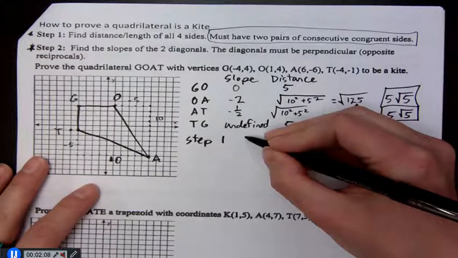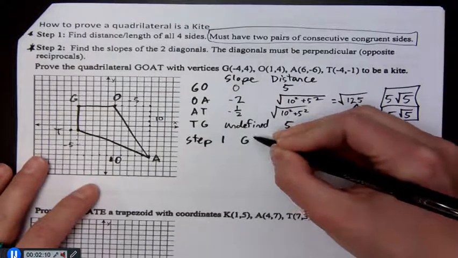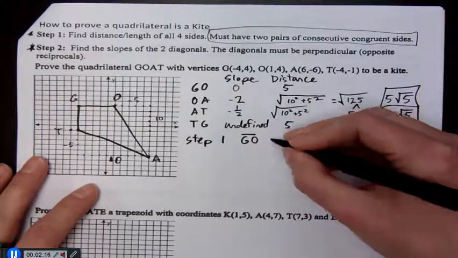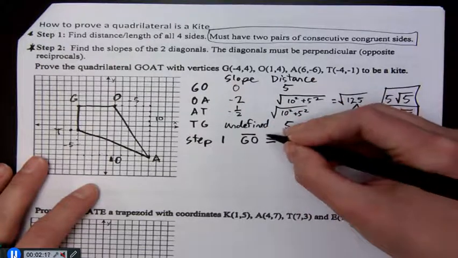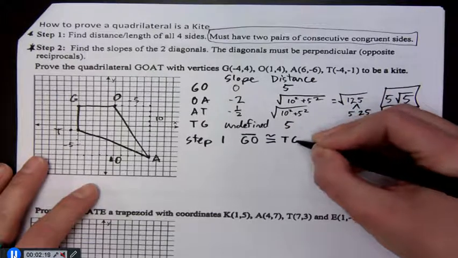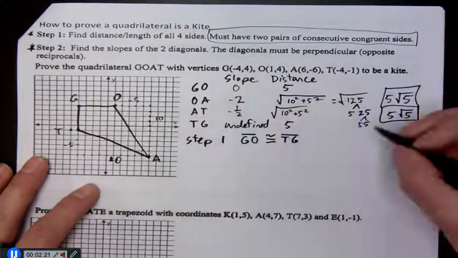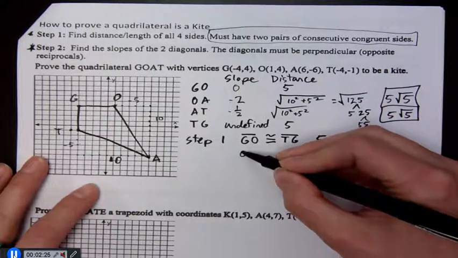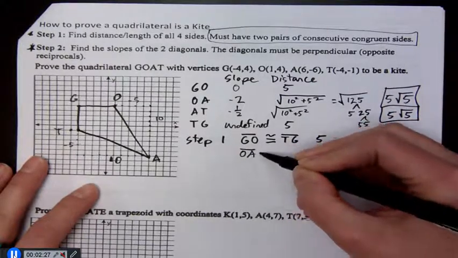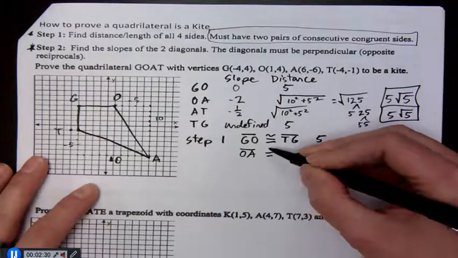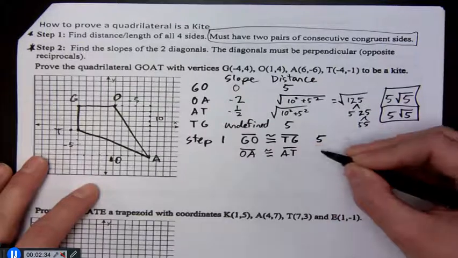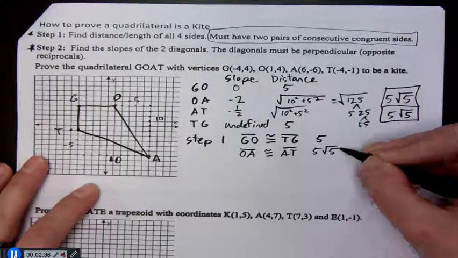Consecutive means right beside each other. So GO is congruent to TG, and they're beside each other, and those both have the distance of 5. OA is congruent to AT with a distance of 5 root 5.